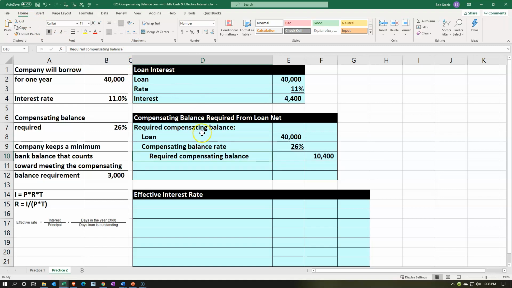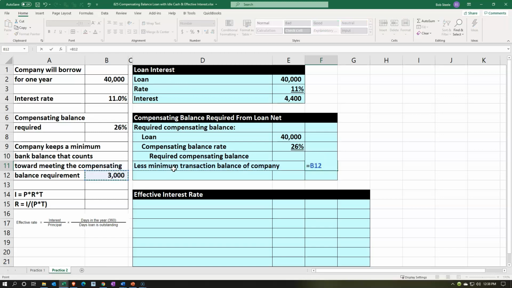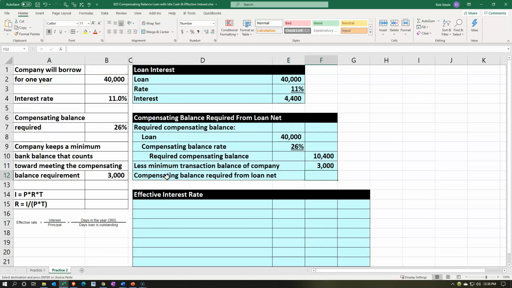And so then we're going to consider the fact that we already have a minimum balance in the bank, which the bank is going to say, okay, we'll count that towards the 10,400 compensating balance. We're like, all right, we'll get that. We're going to say 3,000, and that means that the compensating balance after that minimum balance is going to be equal to the 10,400 minus the 3,000. Let's put an underline here, Home tab, Font group, and Underline.